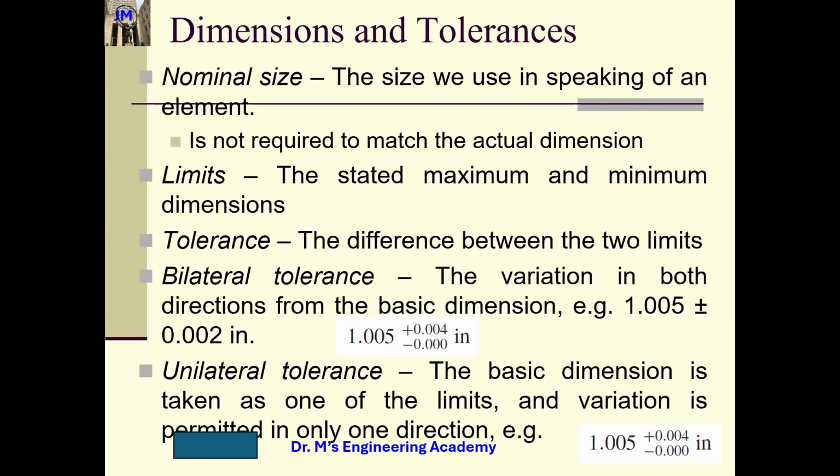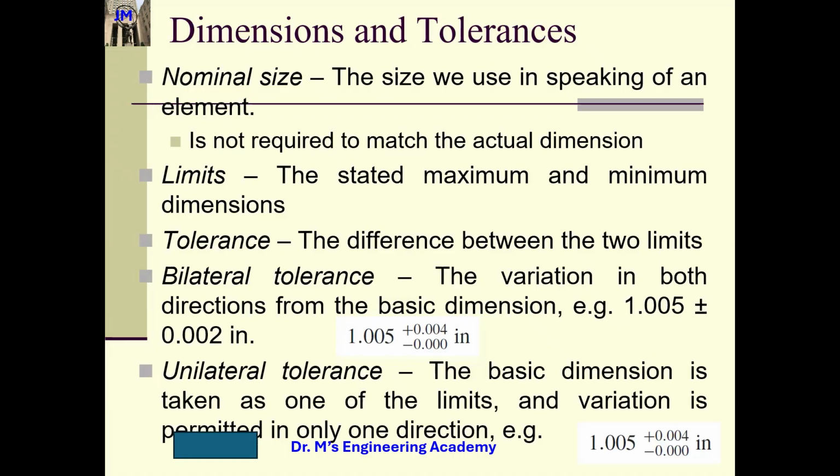Then we talk about dimensions and tolerance. For the dimensions under the nominal size, for example, the diameter of this marker is 0.5 inch. So this is a nominal size. Sometimes when the manufacturer builds this, even though they say nominally the diameter is 0.5 inch, the actual product we get will be different. So they have maximum and minimum dimensions, the upper limit and lower limit. The tolerance is the difference between these two limits.